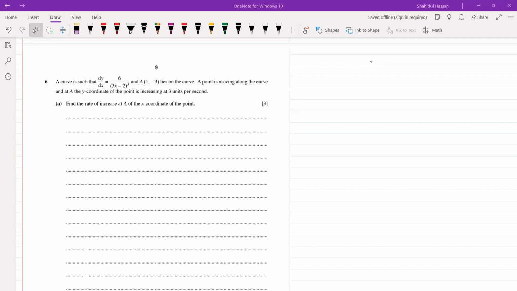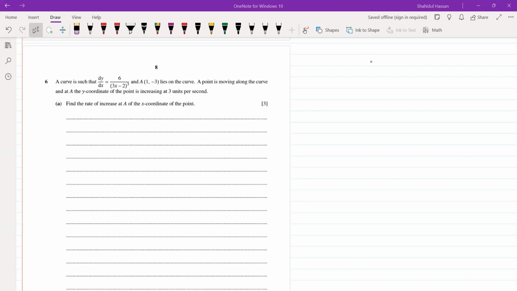So the question says that a curve is such that dy by dx is equal to 6 over, we have a dy by dx function given, and A lies on the curve. So A is a point on the curve. A point is moving along the curve, and at A, the y coordinate is increasing at 3 units per second.